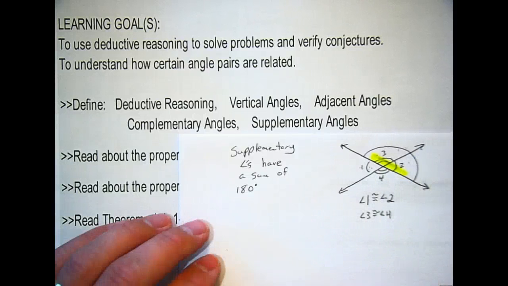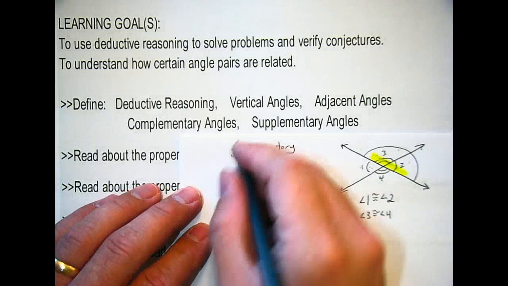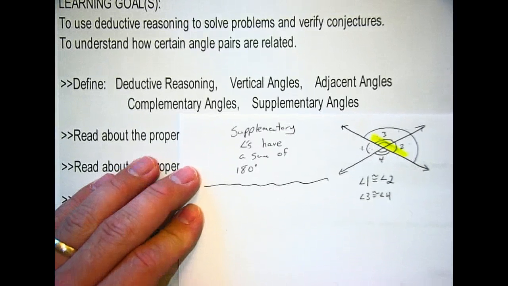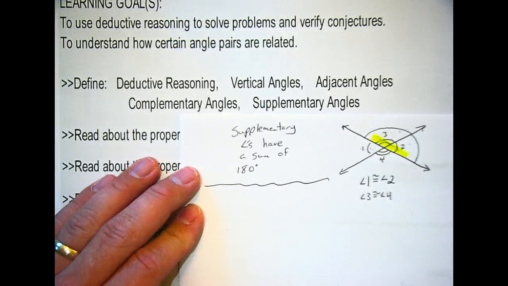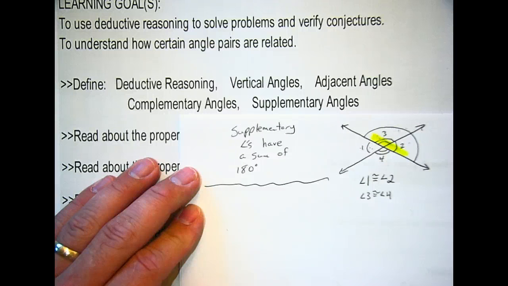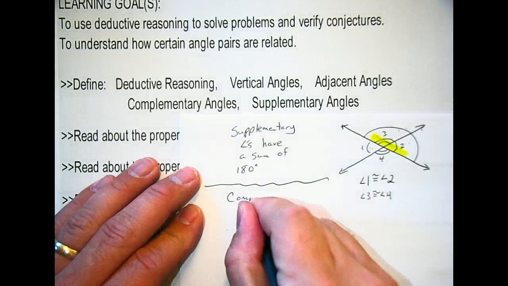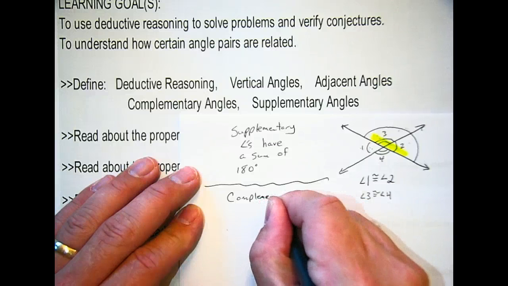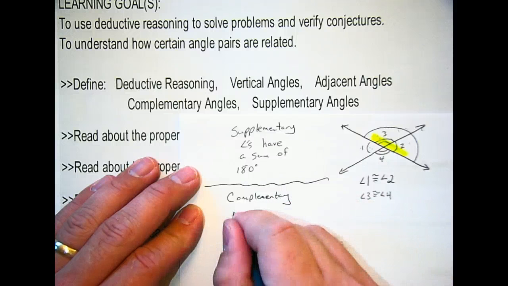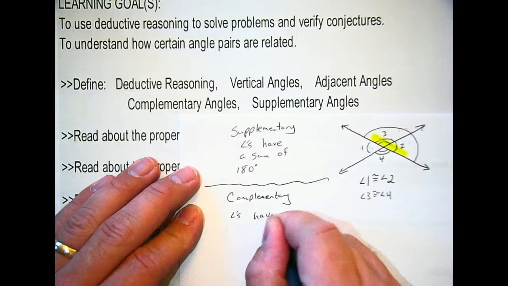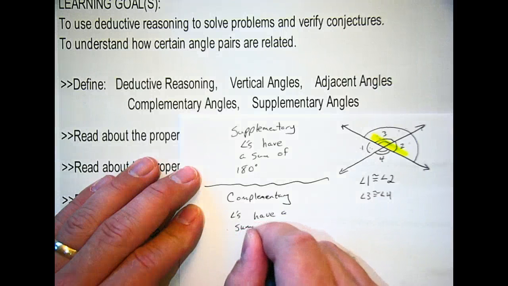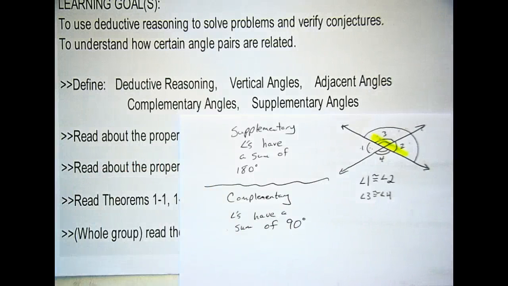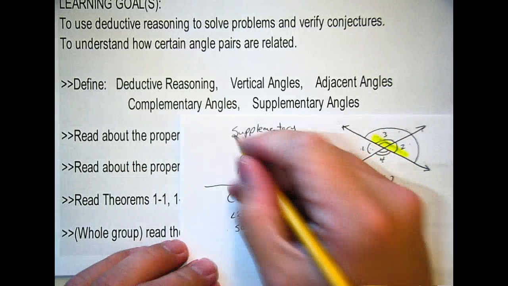One way I like to remember supplementary and complementary, well, let's talk about complementary first. Complementary does what? How many degrees in a complementary? Go ahead, Madison. Yeah, complementary angles have a sum of 90 degrees. Now watch the magic here. Supplementary makes 180.